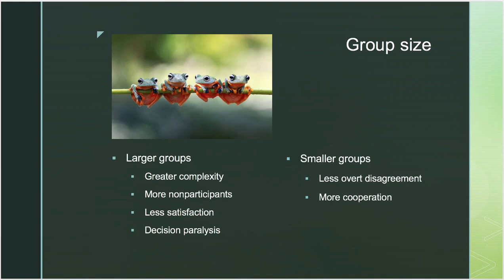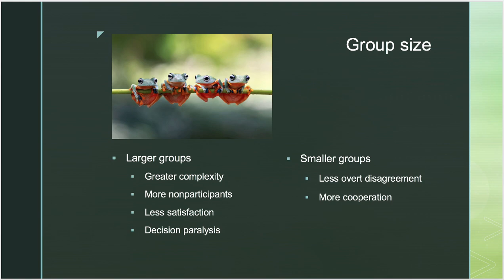And sometimes it leads to a paralysis where no one can come to any kind of cohesion or consensus on a decision. So you have this sort of paralysis where no one knows what's going to happen. No one's willing to stake out a claim. No one's willing to put their side in on what's going to happen with the group. In smaller groups, there's usually less overt disagreement because there's 4 or 5 people and you want to avoid that kind of disagreement. And there's usually more cooperation.